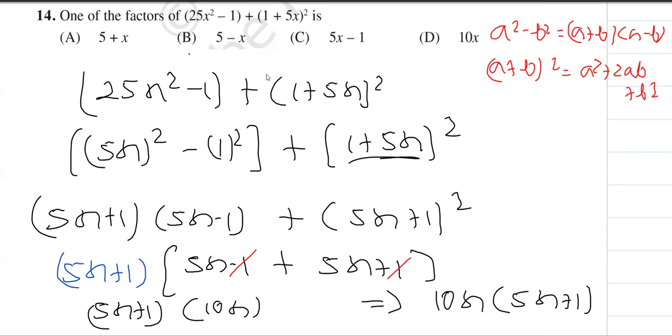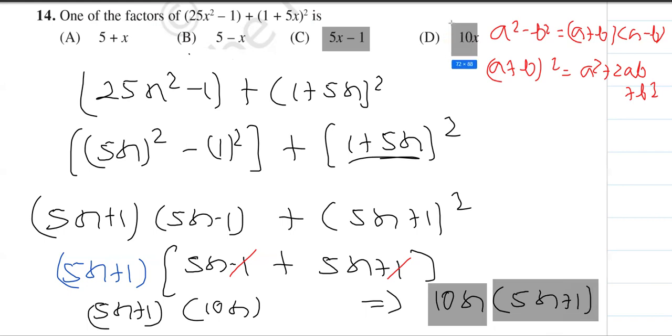Now, check here. We were asked to find out the factor. Clearly, 5x plus 1 is not a factor of the other options, and 5x minus 1 is also not. There is no 5x minus 1 here. We have two factors. One is 10x, another is 5x plus 1. Yeah, 10x is correct. As you can see, 10x is a factor of this.